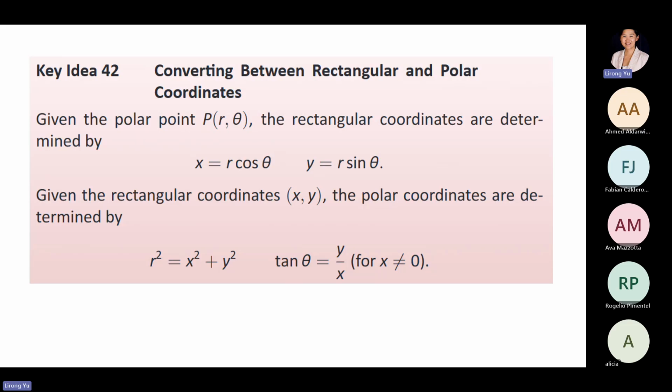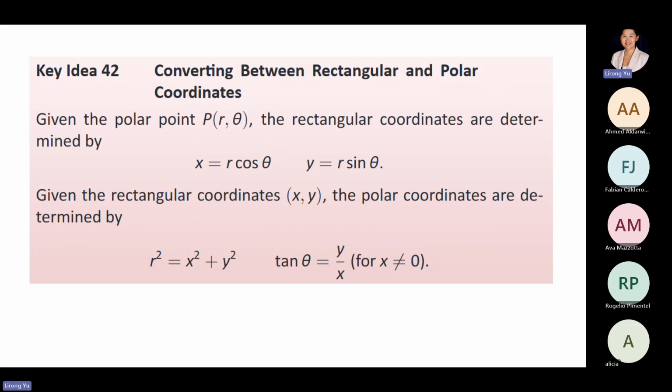Theta is different. You can form a triangle with y being the opposite, x being the adjacent. So tangent theta equals y over x, that's for sure. But then theta itself depends on the quadrant. If the point is in the first quadrant, then the angle should be positive, so theta equals tangent inverse of y over x. Now, if the point is in the second or third quadrant, then tangent inverse of y over x is not going to work, because tangent inverse only covers angles in the first and fourth quadrants.